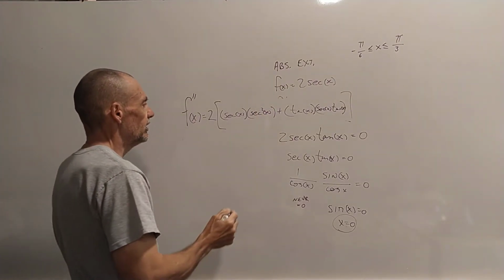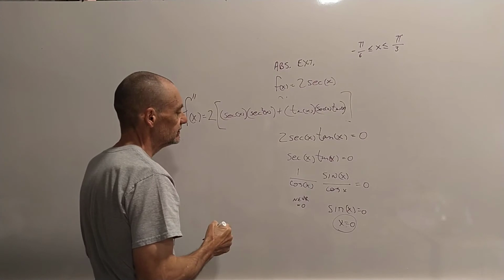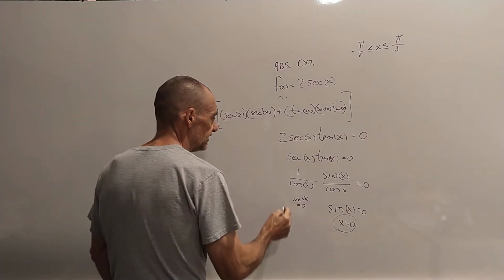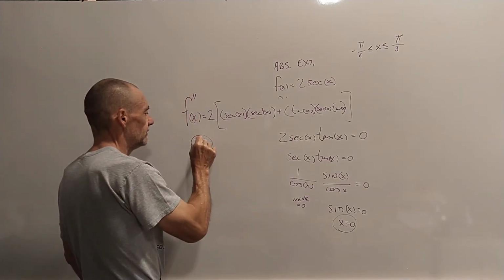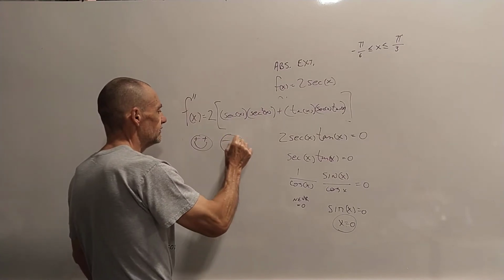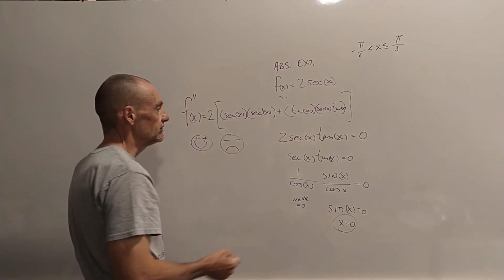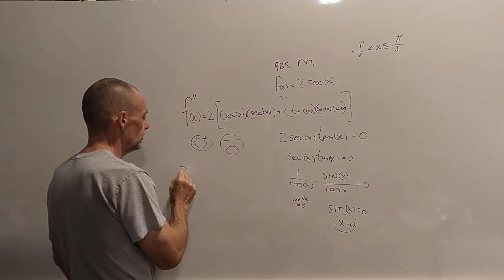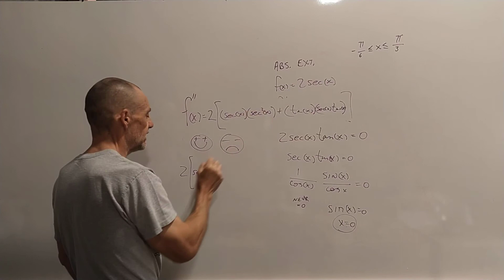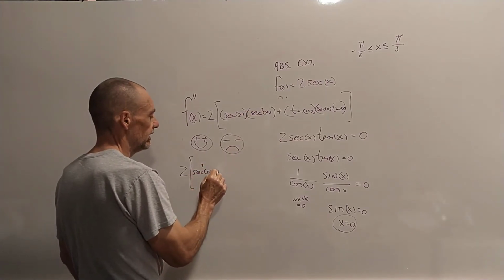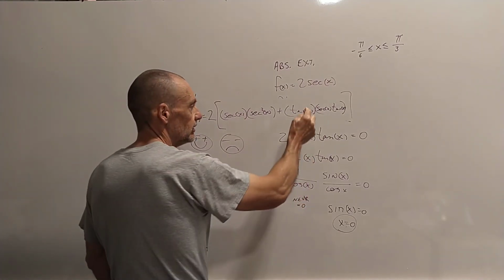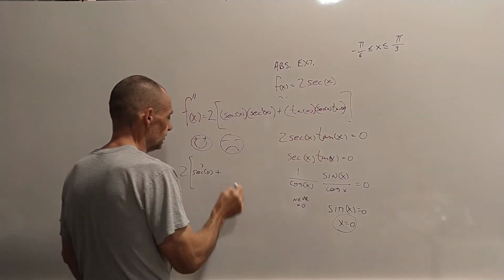So we want to know, is this thing positive or is it negative when x equals 0? If it's positive, then we have that it's concave up, yeah? And if it's negative, we have that it's concave down. So let's plug in 0, right? So we get 2 secant 0, this is actually cubed, right? Plus, okay, tangent 0 is 0. All right, so that makes this term 0.